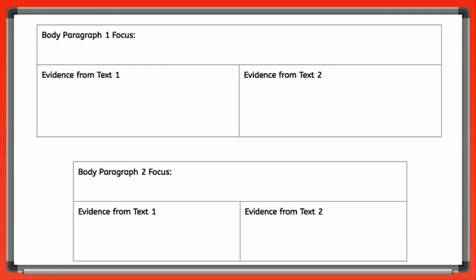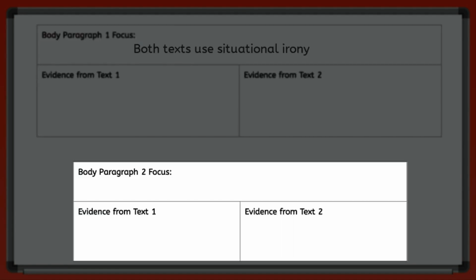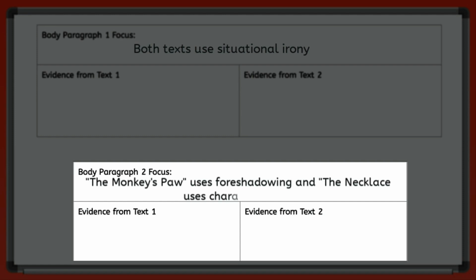So this looks similar to the graphic organizer that you received in your resources packet for this week. In this unit, we've already learned that our thesis is the roadmap for our essay. What that means is that my body paragraphs need to match my thesis. So my first should focus on the situational irony that's in both texts, and my second should focus on the foreshadowing in one story and the characterization in the other.